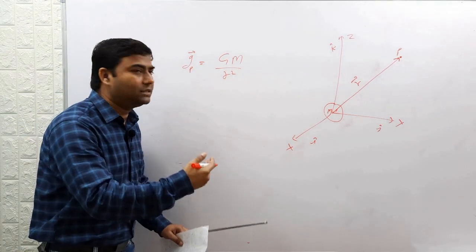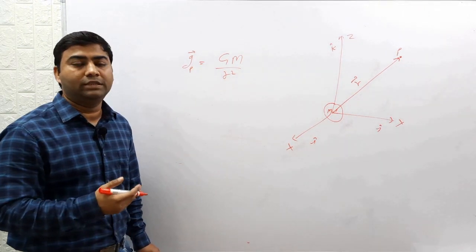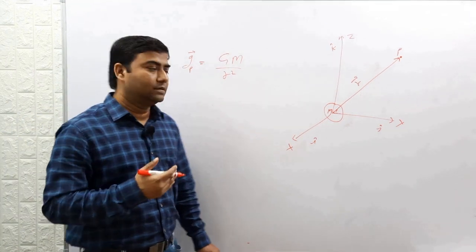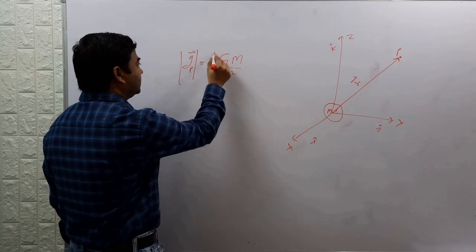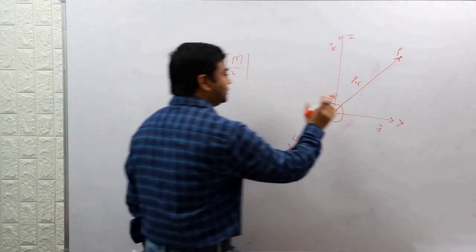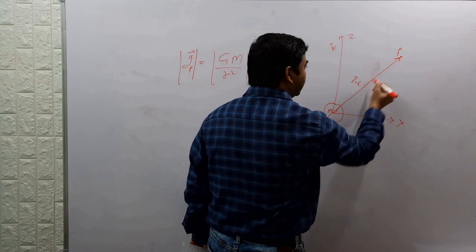So how will we represent this field in vector function form? This is the magnitude of the field, and the direction of this field is radially downward.